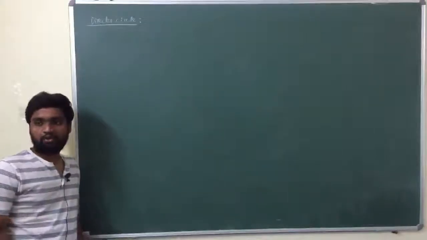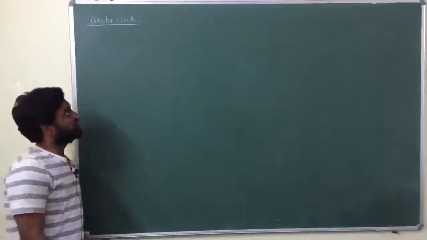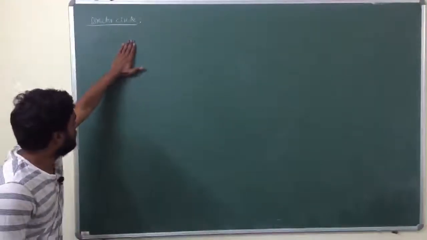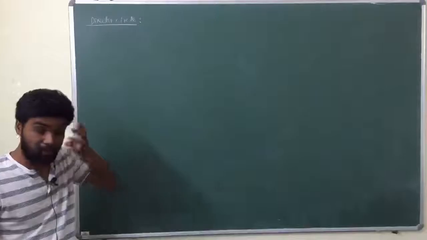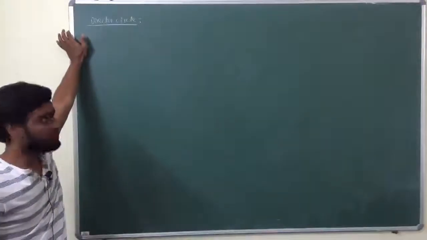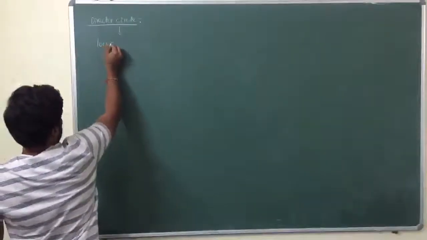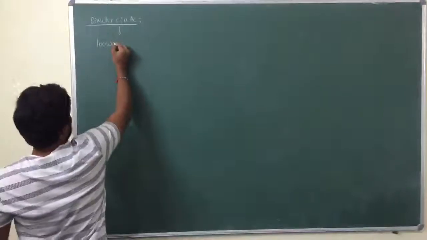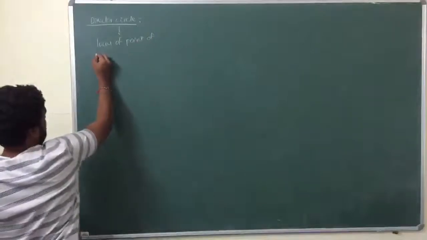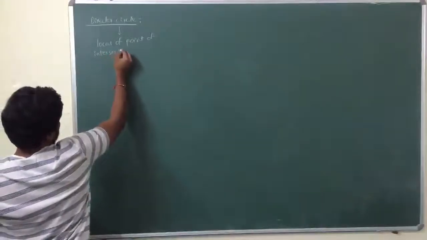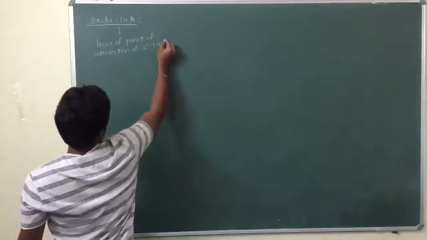So we have discussed director circle in the chapter circles. While discussing circles, we discussed director circle. Basically, director circle is the locus of point of intersection of perpendicular tangents. The definition is the same in ellipse also. Director circle is the locus of point of intersection of perpendicular tangents to ellipse.